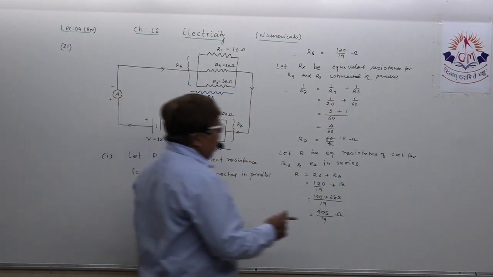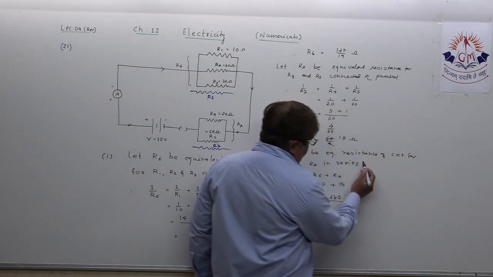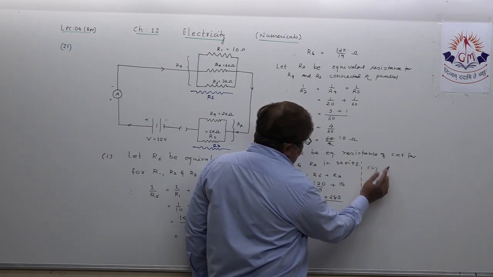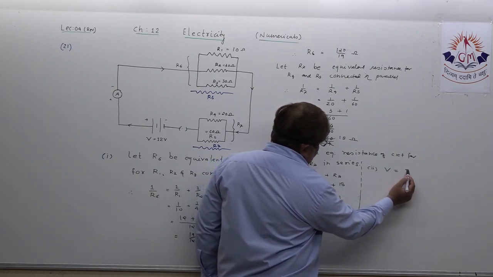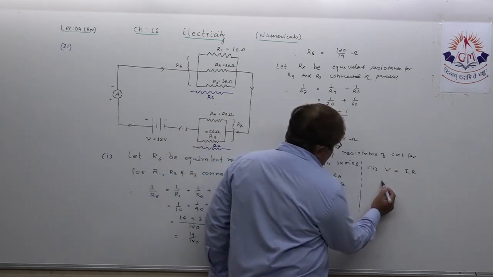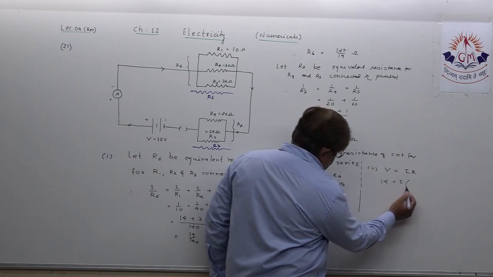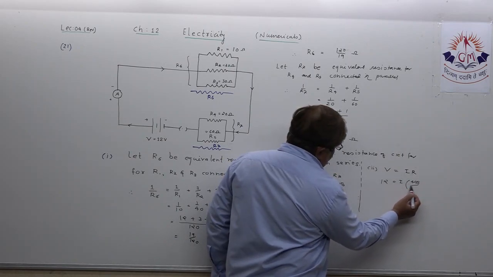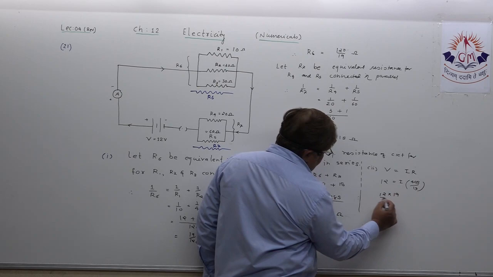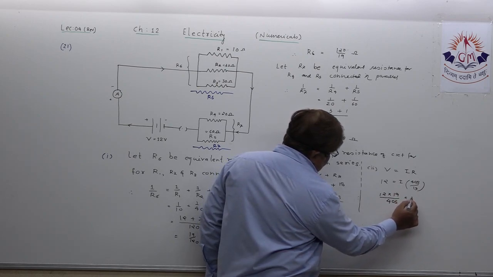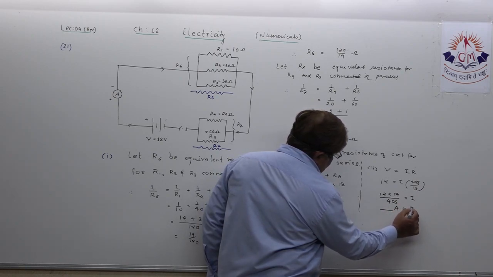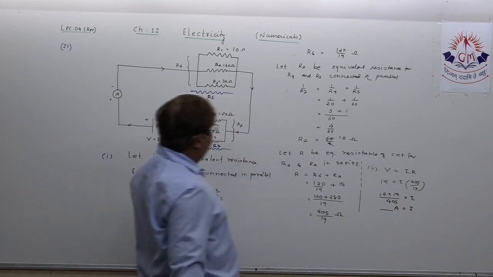Now the second one, I just have to do it here for you. As per Ohm's law, what can you write? V equal to IR. What is V? 12. I you have to find, and R you got 405 upon 19. Just cross, 12 into 19 upon 405 equal to I. Just carry on the sum by yourself. You will get the current in ampere.